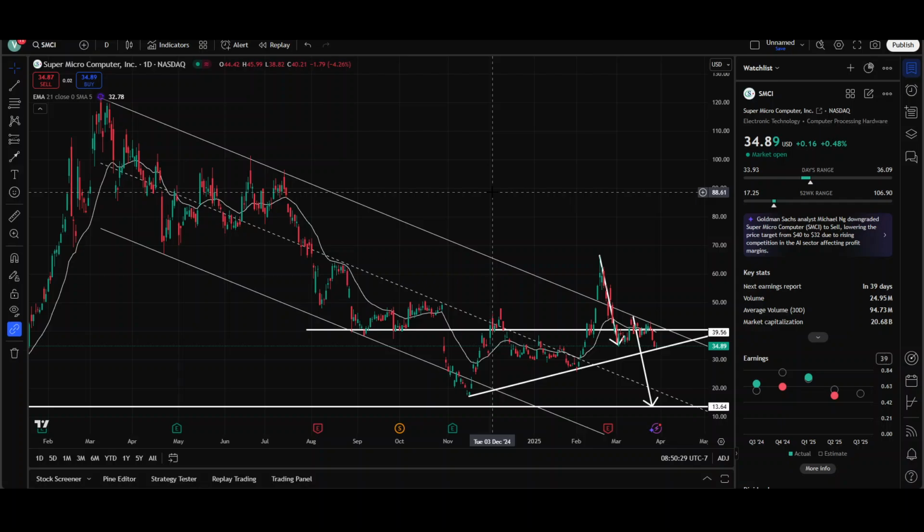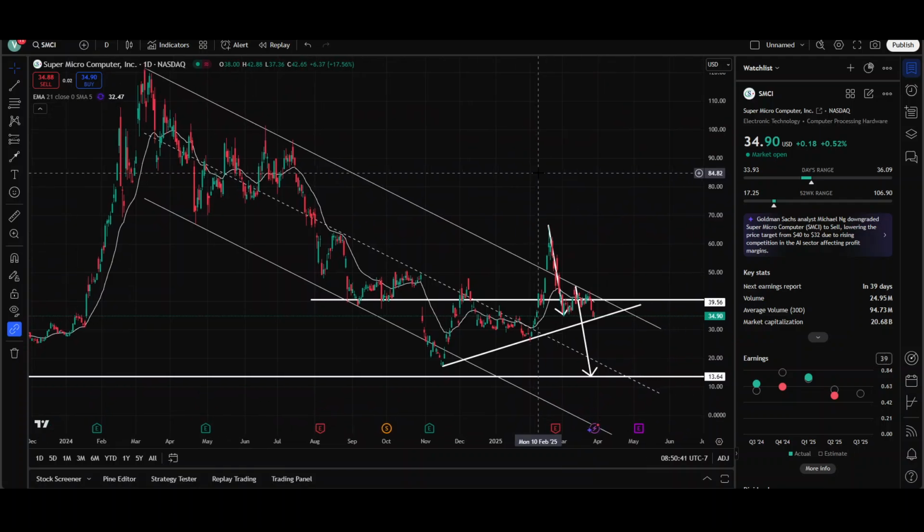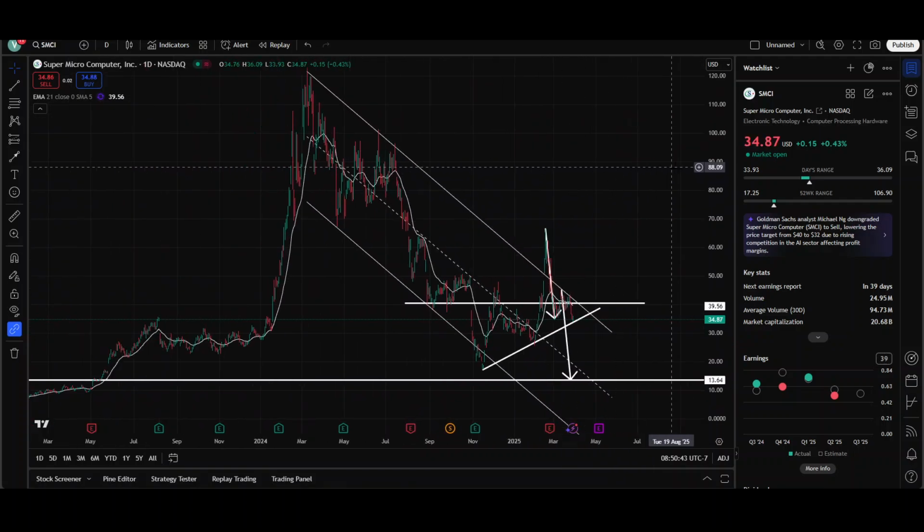I will first be going over what I see on the daily chart and finish the video off with the weekly chart. So my goal for today is to show you guys what the market participants are doing based on the technicals and where they're most likely going to take price next. So let's go over the chart for SMCI on the daily.